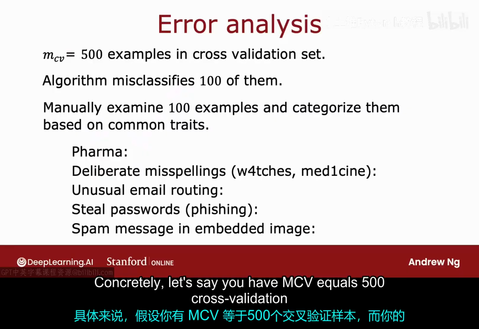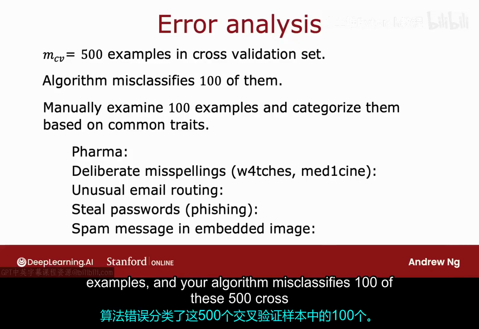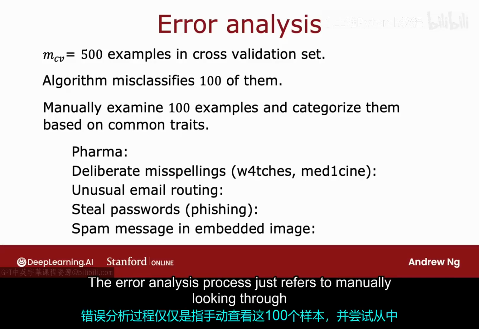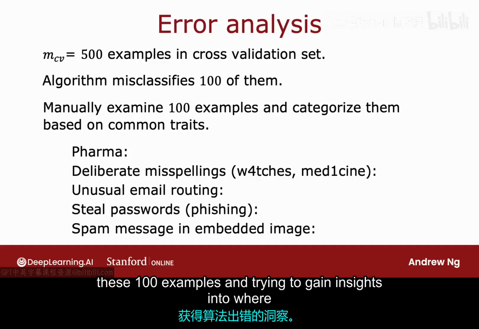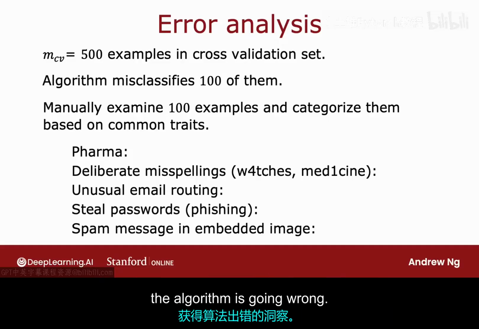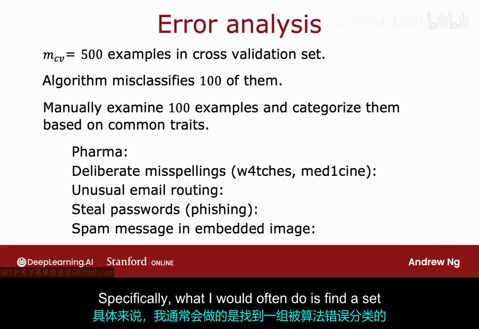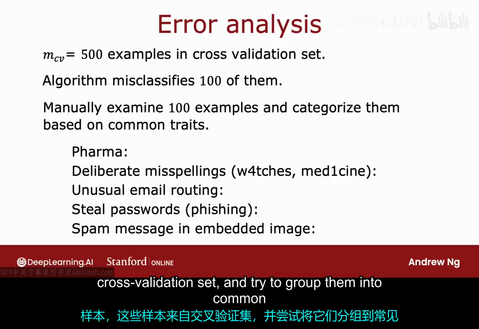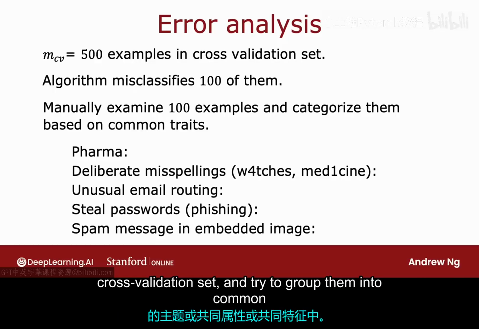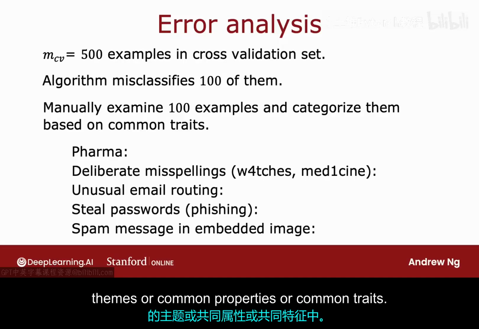Concretely, let's say you have m_cv equals 500 cross-validation examples, and your algorithm misclassifies 100 of these 500 cross-validation examples. The error analysis process just refers to manually looking through these 100 examples and trying to gain insights into where the algorithm is going wrong. Specifically, what I would often do is find a set of examples that the algorithm has misclassified from the cross-validation set and try to group them into common themes or common properties or common traits.